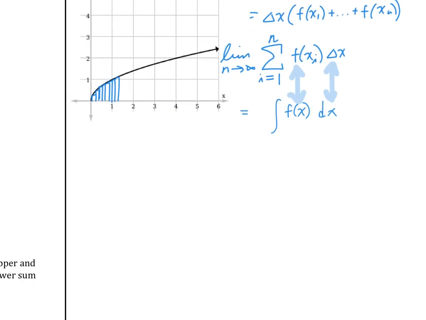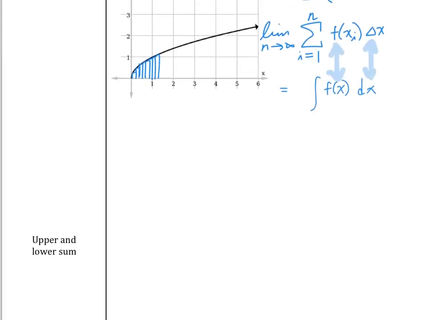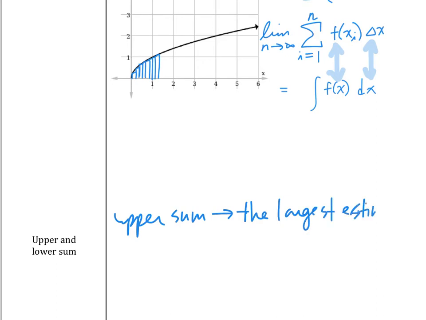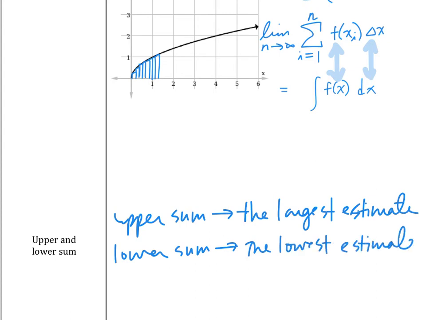All right, now let's look at some more examples. Upper and lower sum. I have no notes there because it's very easy. Upper sum just means the largest estimate. And then lower sum just means the lowest estimate. Okay, 2 more examples and we are done for the day.